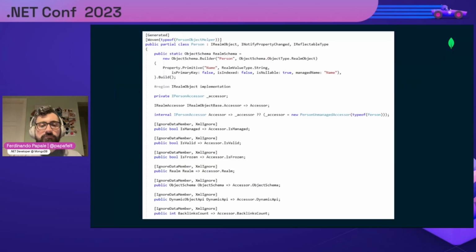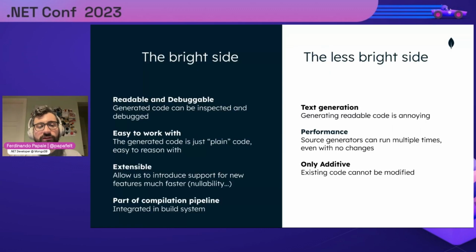Just to give you an idea, this is part of the code that is actually generated from a simple class. This is actually much longer than this, and you don't need to look too much at it, just to give an idea. So the effect for the developer is the same, because they can use the library in almost the same way. But for us, it has a lot of advantages.